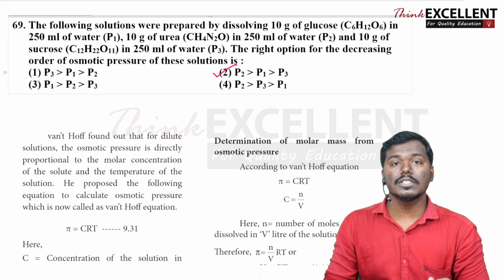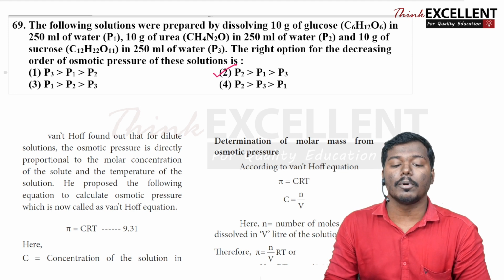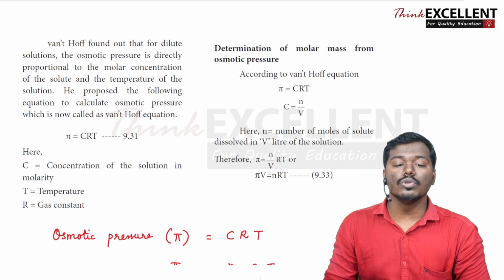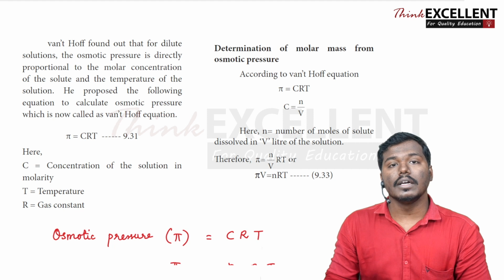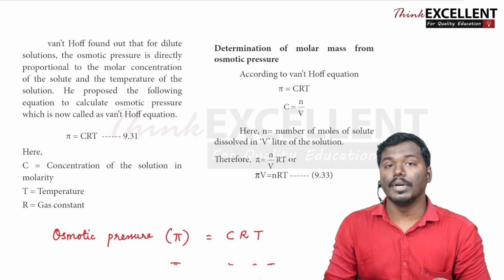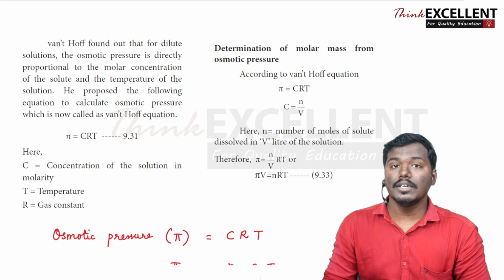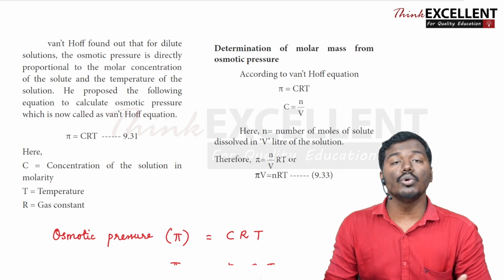Okay, in the solution lesson we have studied that pi is equal to CRT, right? Here C is concentration, R is the gas constant, T is temperature. If we modify this further, concentration is nothing but number of moles by volume, right? So we can write pi is equal to n by V into RT. We can take this V to this side. So pi V is equal to nRT.